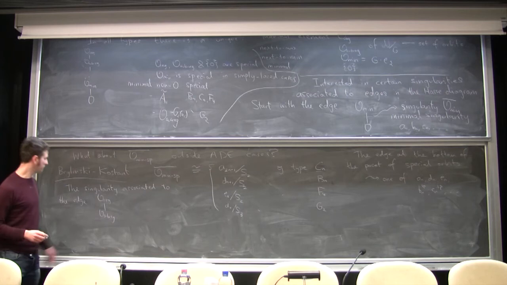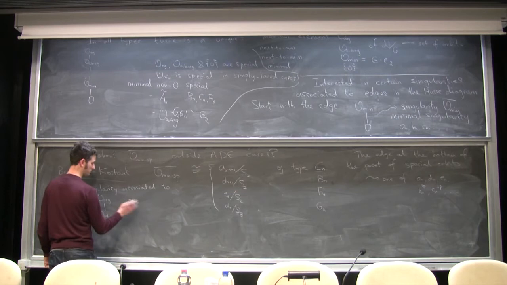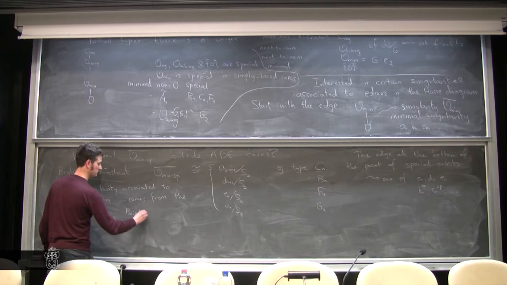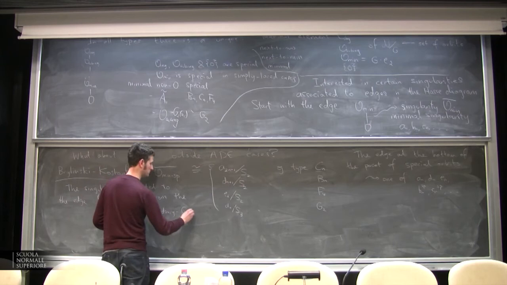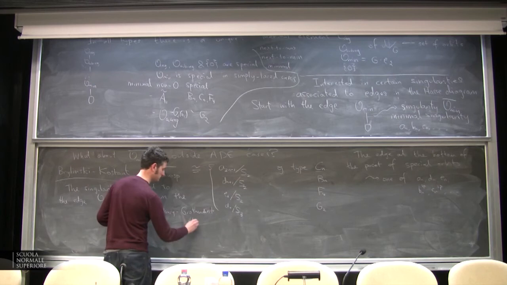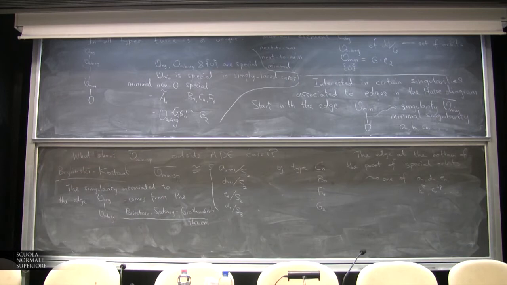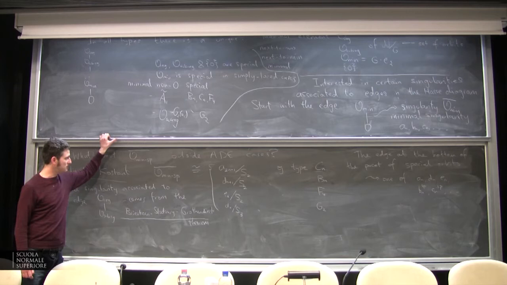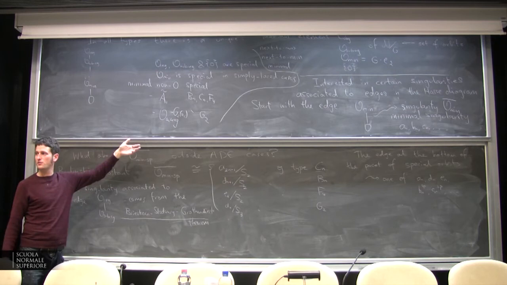The singularity associated to this edge at the top comes from the Brieskorn-Grothendieck theorem. So Grothendieck, I think, conjectured this result. Brieskorn proved it for simply laced cases, and then Slodowy did a general argument which allows you to prove this for general type. In fact, now I'm going to say what the result is.